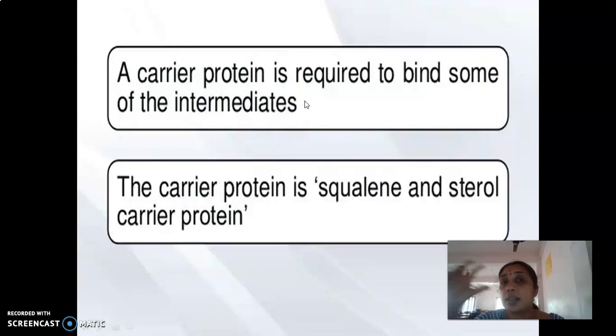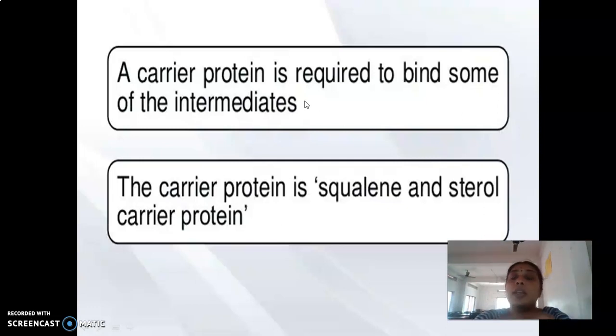So actually the synthesis happens in the first 4 stages. The first stage is the formation of the 6-carbon compound known as mevalonate, or mevalonic acid, and this formation of mevalonate from HMG-CoA is the rate limiting step of the pathway. You might be familiar with the term HMG-CoA, which we have already studied in ketone body synthesis.